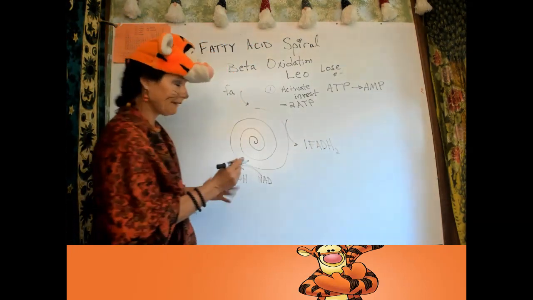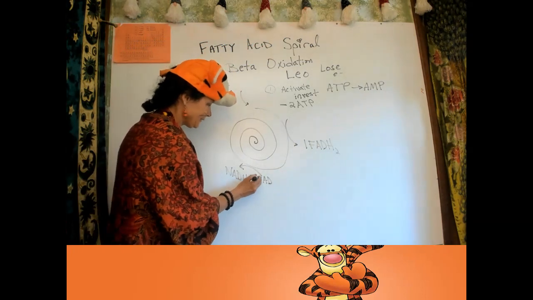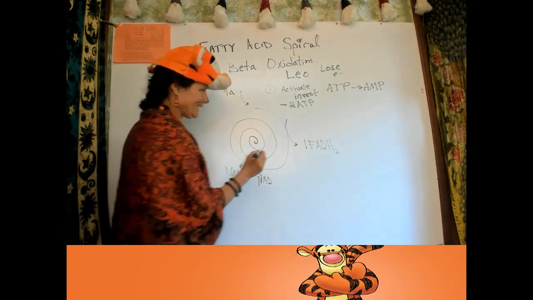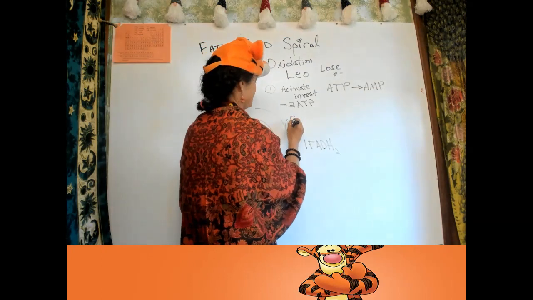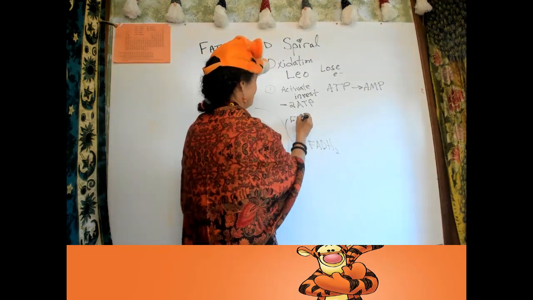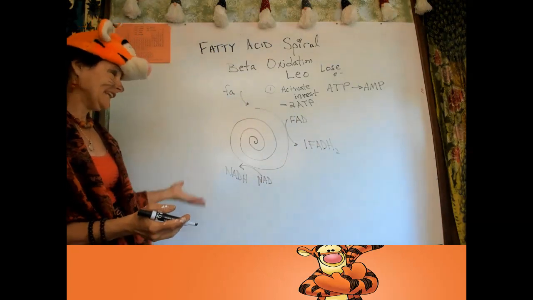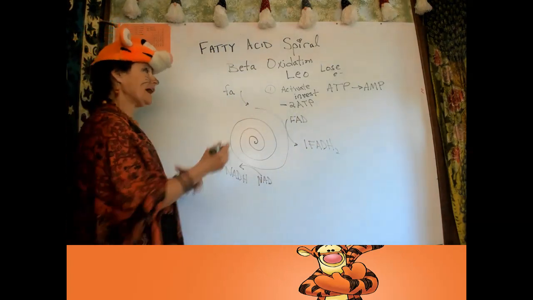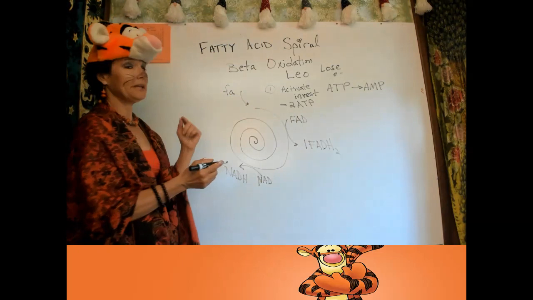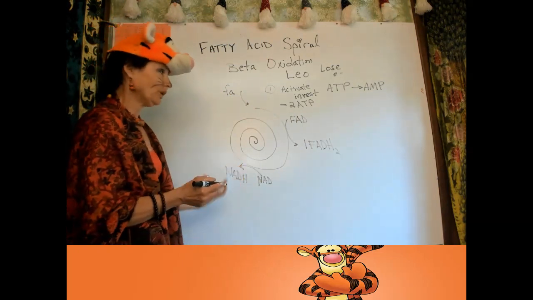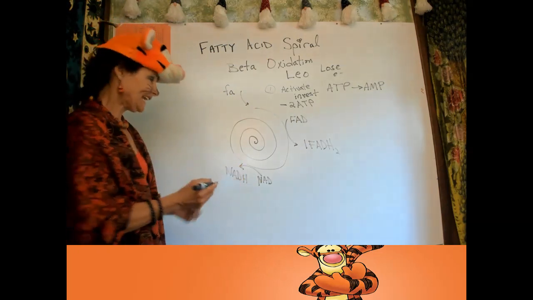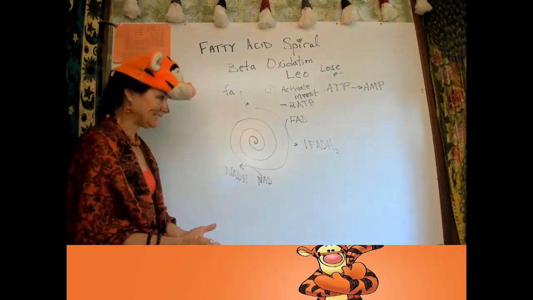Been having a lot of trouble with these markers, so hopefully I'm sure hoping you can read this. I don't have to videotape again. So the FAD becomes FADH2 and NAD becomes NADH. So every time we go through this, we get 1 FADH2 and 1 NADH. And they have to go to the ETC.